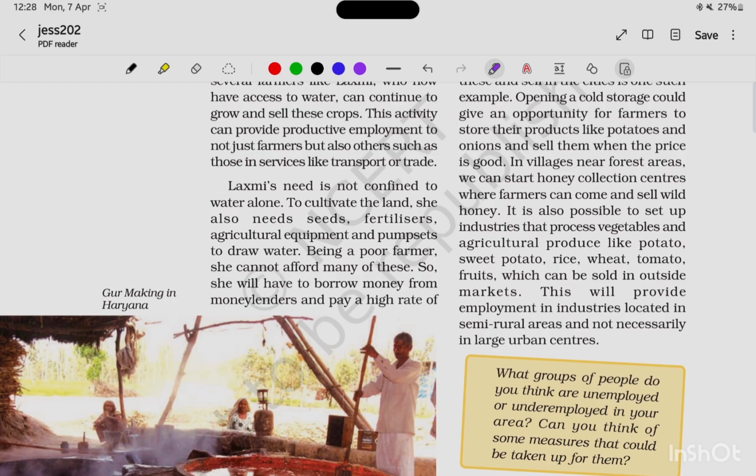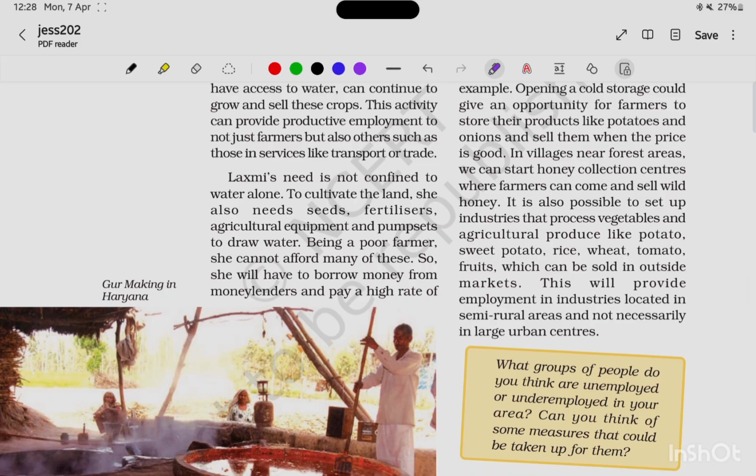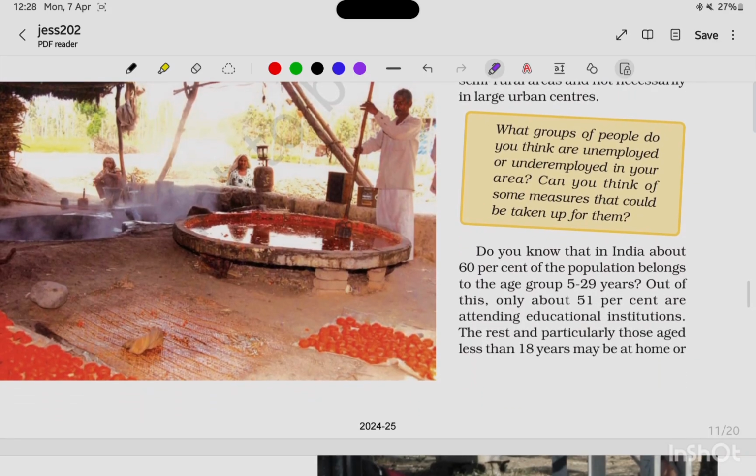In villages near forest areas, we can start honey collection centers where farmers can come and sell wild honey. It is also possible to set up industries that process vegetables and agricultural produce like potato, sweet potato, rice, wheat, tomato, fruits, etc., which can be sold in outside markets. This will provide employment in industries located in semi-rural areas and not necessarily in large urban areas.